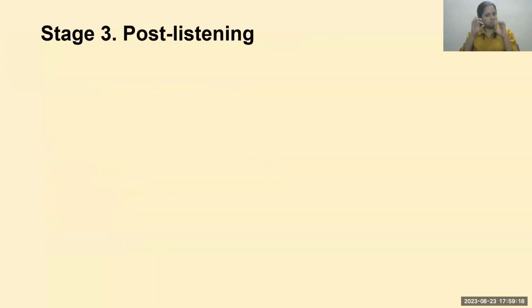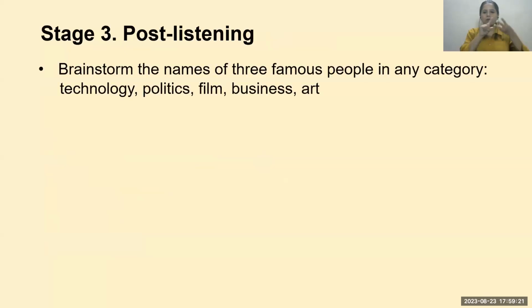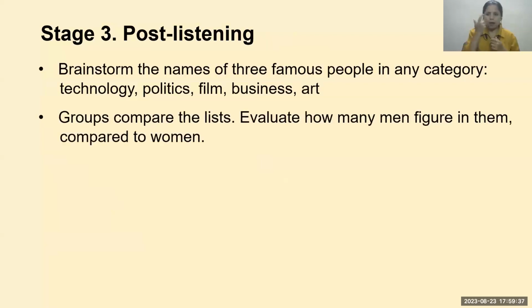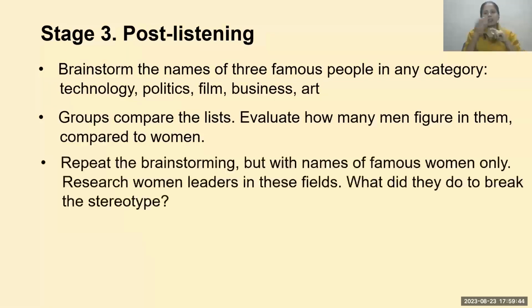Excellent. So now let's look at the third stage, the post-listening stage. And this is an activity. Brainstorm the names of 3 famous people in any of these categories: technology, politics, film, business, art. You will find them brainstorming men and women. So now you compare the lists. How many men figure in these lists compared to women? Look at the ratio. Then you repeat the brainstorming, but with names of famous women only. And then they research these women leaders and find out what they did to break the stereotype.